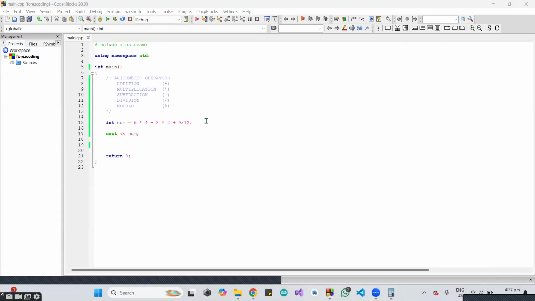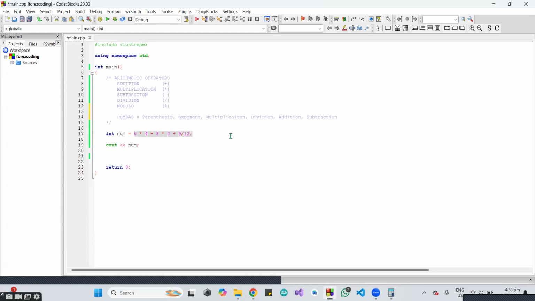Okay, so for this operation, we have what we call PEMDAS. PEMDAS is: we have there the parentheses, exponent, then multiplication, division, addition, and then subtraction. Okay, so we use this order of operations.